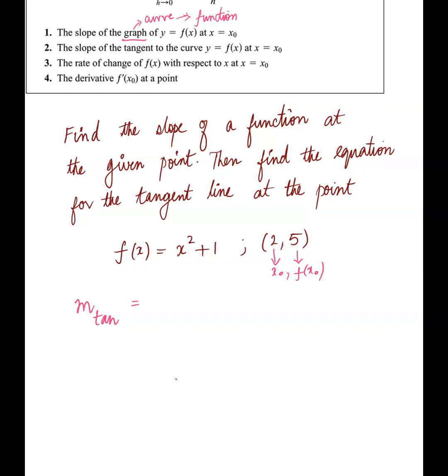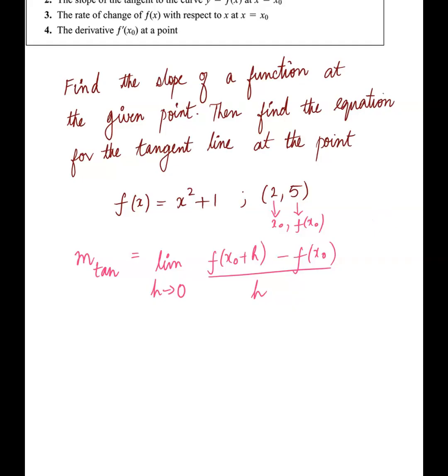So don't worry about giving it as a derivative, because the derivative notation could be utilized when they specify for the derivative. Right now, because it's a slope, I'm sticking to the m tan notation, and that is defined to be the limit as h approaches 0 of f of x naught plus h minus f of x naught all over h. Okay, so I have the x naught, and then I need the h.